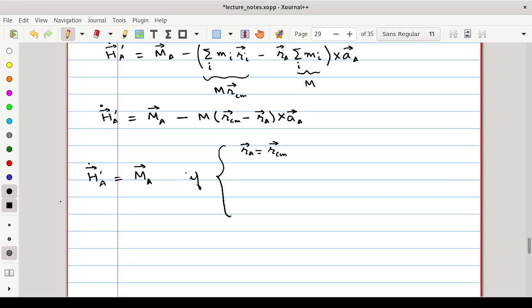Then the second case in which this term will be 0 is when the acceleration of A is 0. So there is an OR condition here. If any one of these conditions is satisfied, then the relation on the left will be valid.